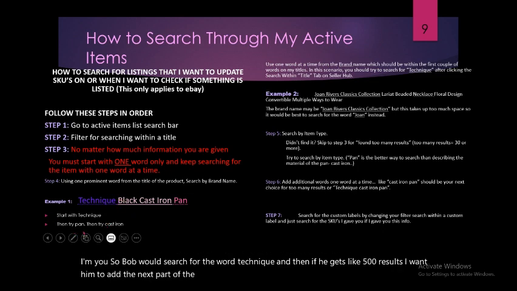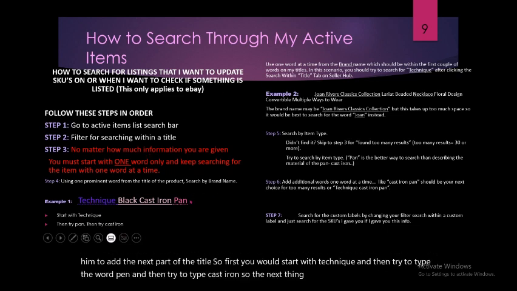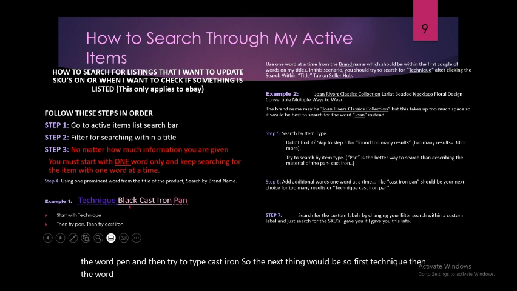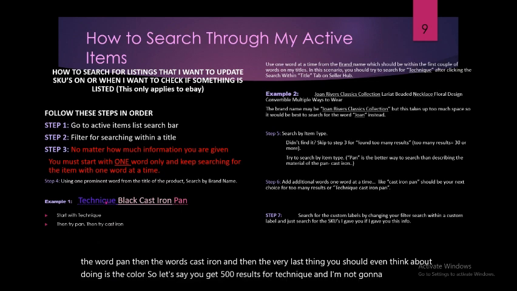So first you would start with Technique and then try to type the word pan and then try to type cast iron. So the next thing would be, so first Technique, then the word pan, then the words cast iron, and then the very last thing you should even think about doing is the color. So let's say you get 500 results for Technique, and I'm not going to have you sit there searching through everything.